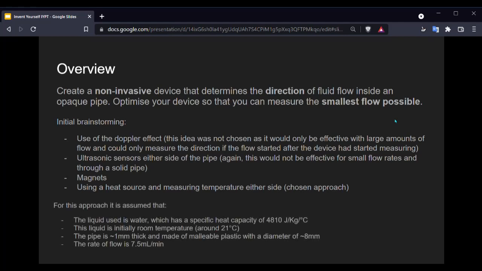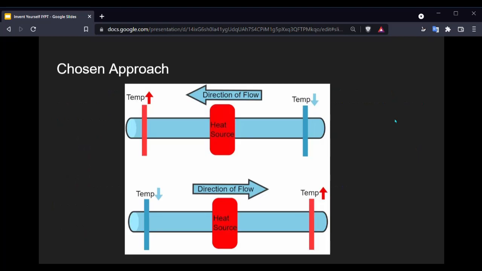I'd just like to note that when we tested this, it is assumed that the liquid used is water, which has a specific heat capacity of 4,810 joules per kilogram per degree Celsius. This liquid is initially room temperature, around 21 degrees Celsius. The pipe is around 1 millimeter thick and made of malleable plastic, and the rate of flow is 7.5 milliliters per minute. Here is a diagram to explain the chosen approach a bit more in depth.